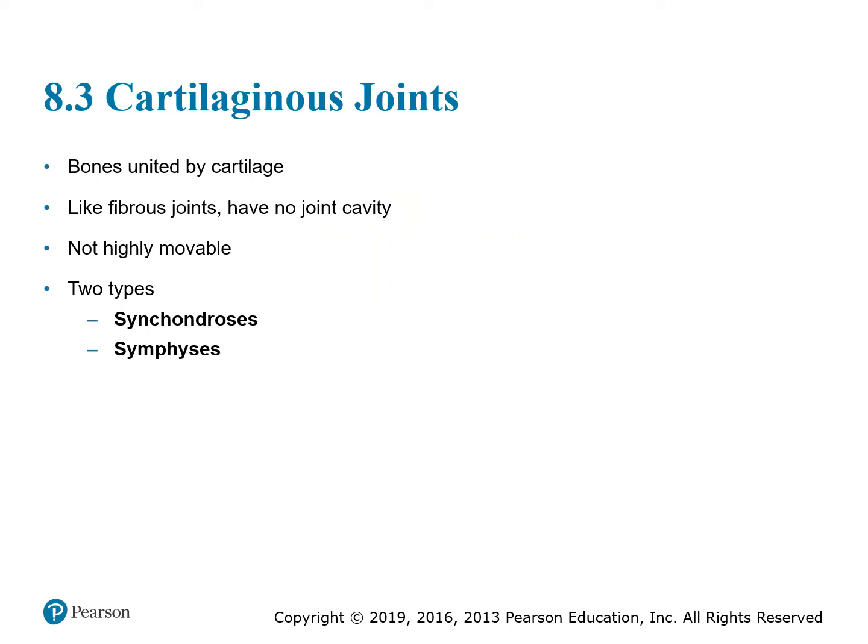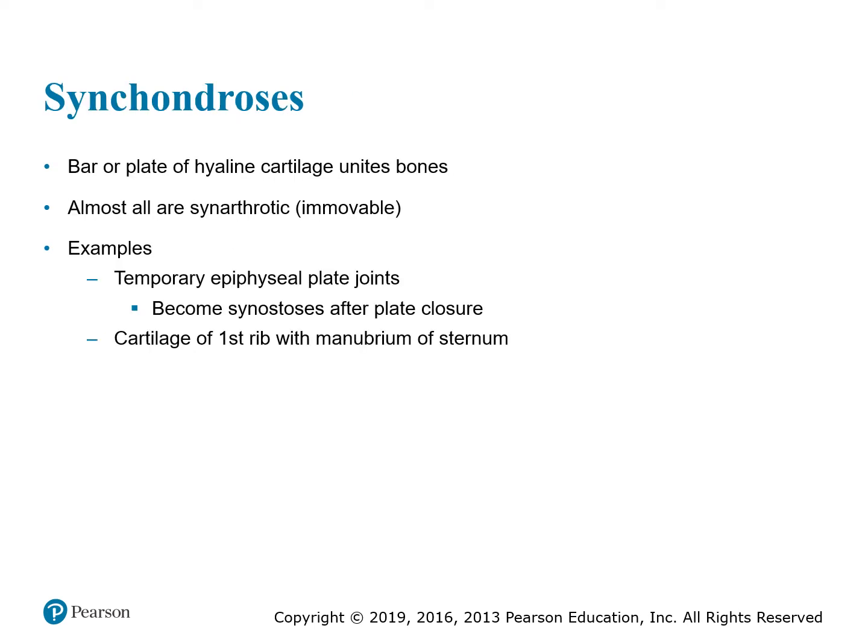Cartilaginous joints are bones that are united by cartilage. Like fibrous joints, they have no joint cavity. They are not highly movable, and we have two types of cartilaginous joints, synchondrosis and symphysis. Synchondrosis, we have the bar or the plate of the hyaline cartilage that unite the bones. Almost all are synchondrotic and immovable.